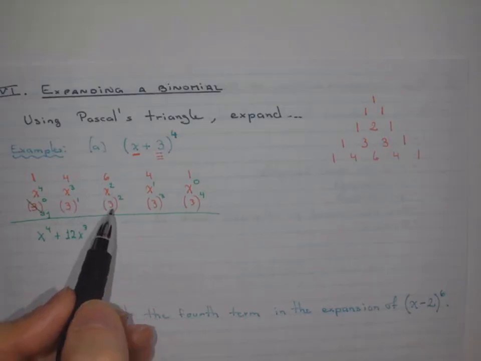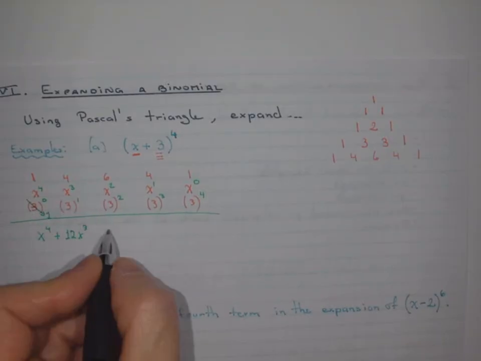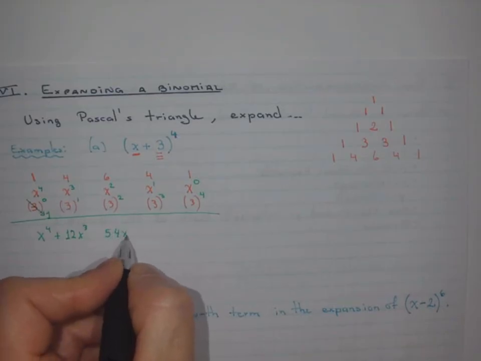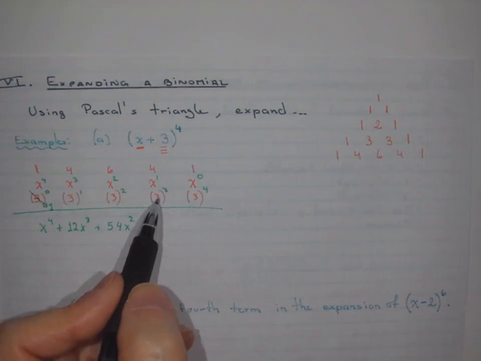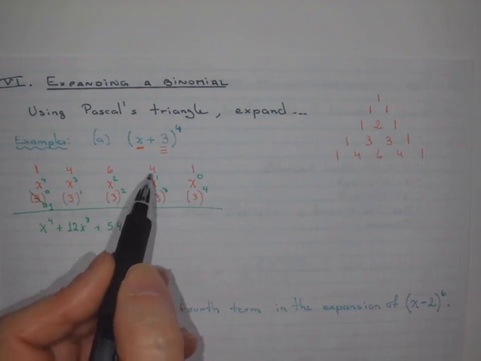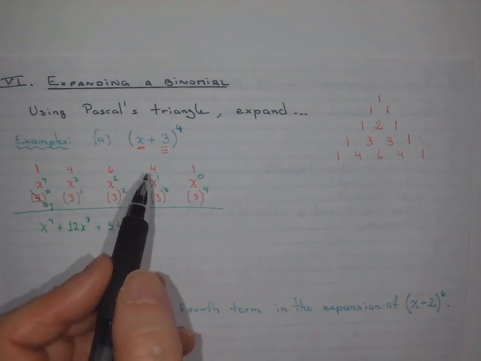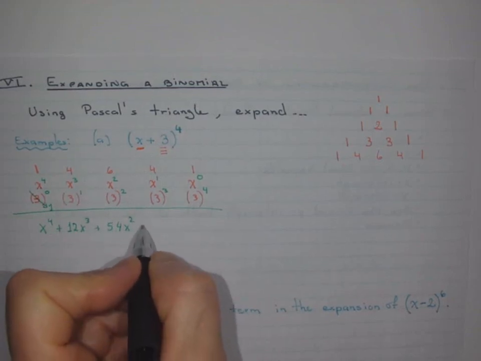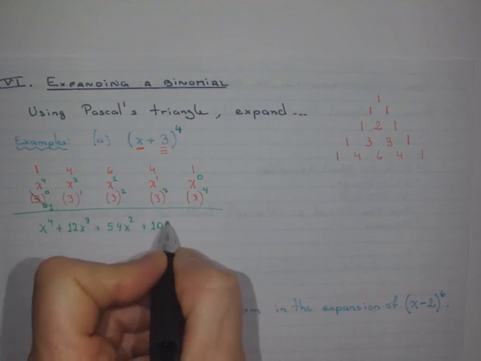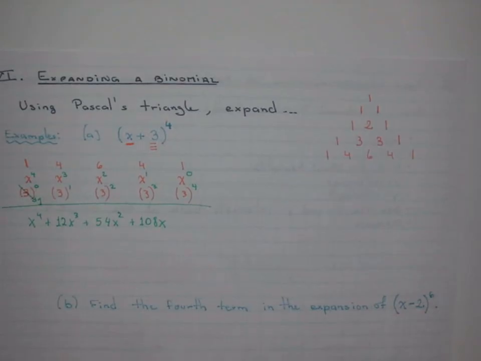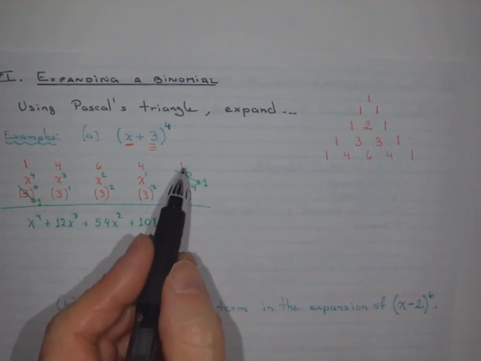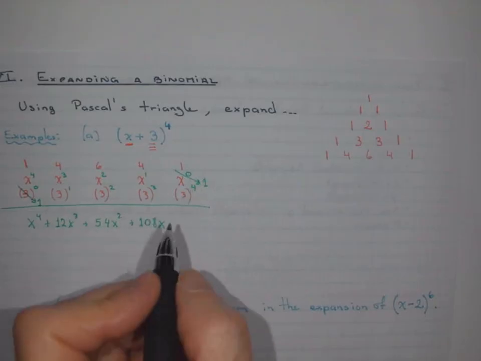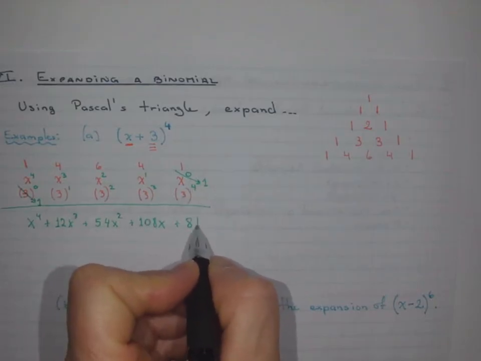And then here you're having 3 squared, which is 9. And 9 times 6 is 54. X squared. And it's a positive. Here I have 3 cubed, which is 27, and 27 times 4 will be 108, positive, and that's just x to the 1st power. And then anything to the 0 power goes to 1, so we don't have an x anymore, so 1 times 1 times 3 to the 4th is 81.